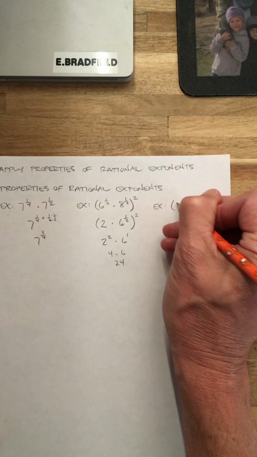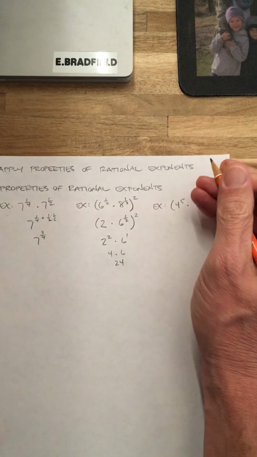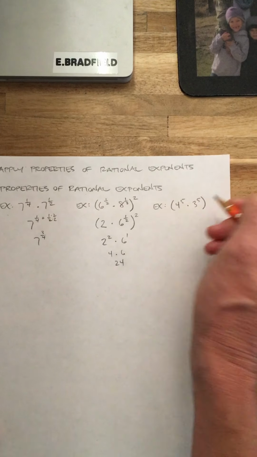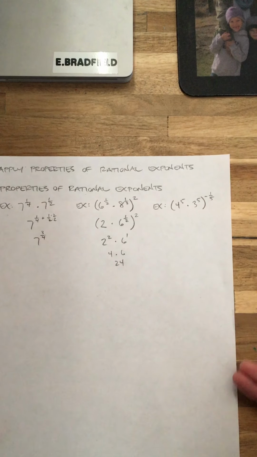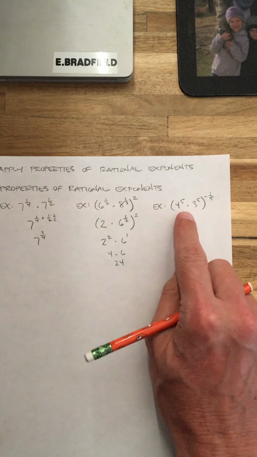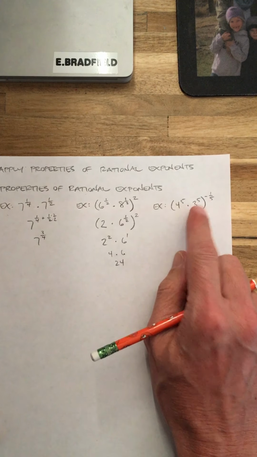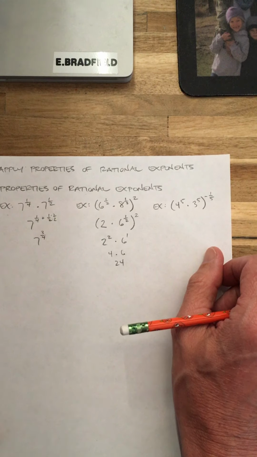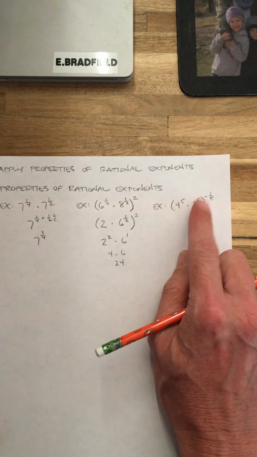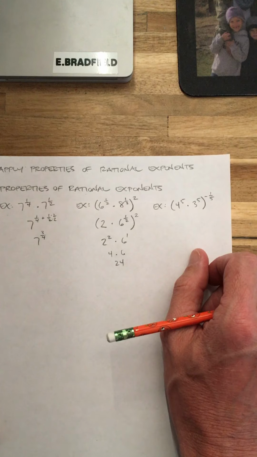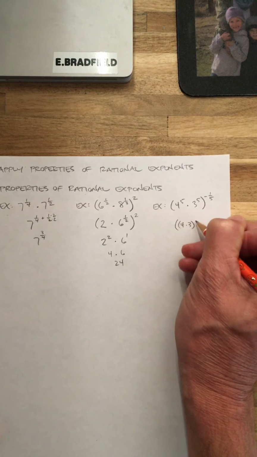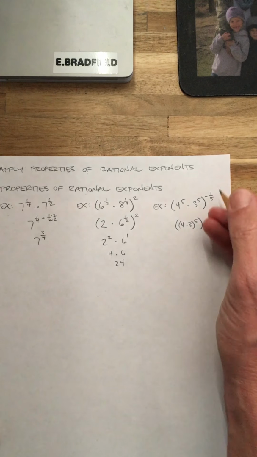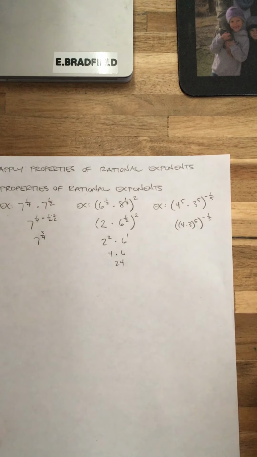We have 4 to the 5th power times 3 to the 5th power, that's a good sign, all to the power of negative 1/5. Now there's a couple ways we can do this. I like to start off with the parentheses. Inside the parentheses, this is 4 to the 5th times 3 to the 5th. The powers are the same. So if you wanted to, you can write this as 4 times 3 to the 5th power, all to the power of negative 1/5.